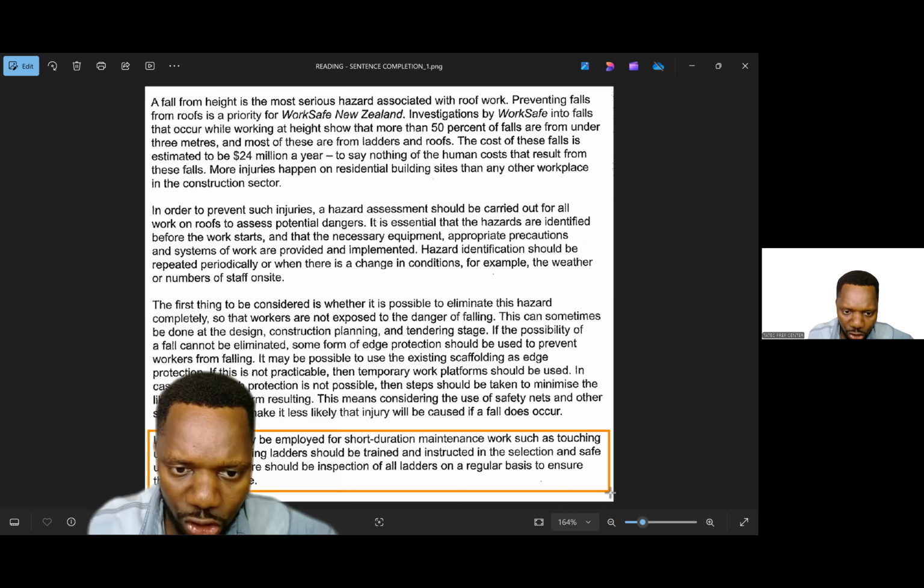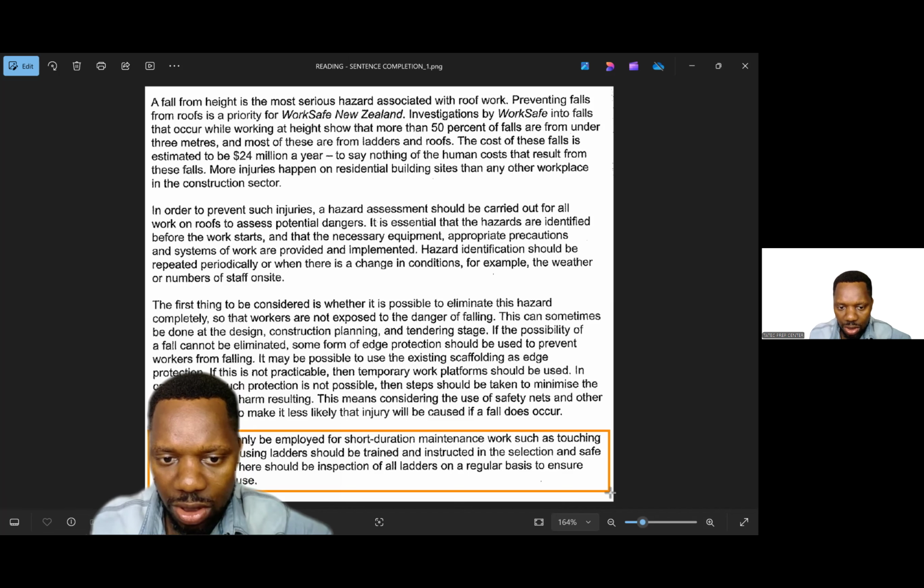So it says ladders should only be employed for short duration maintenance work, such as touching up paint. People using ladders should be trained.